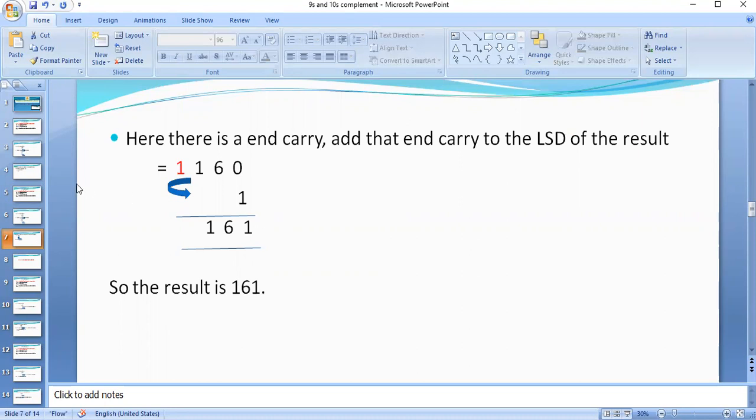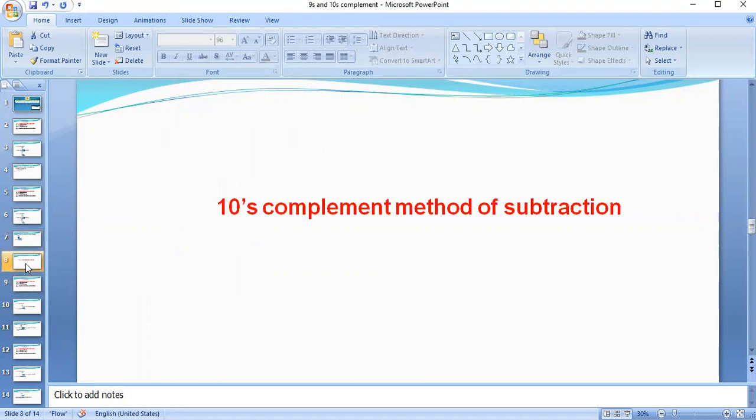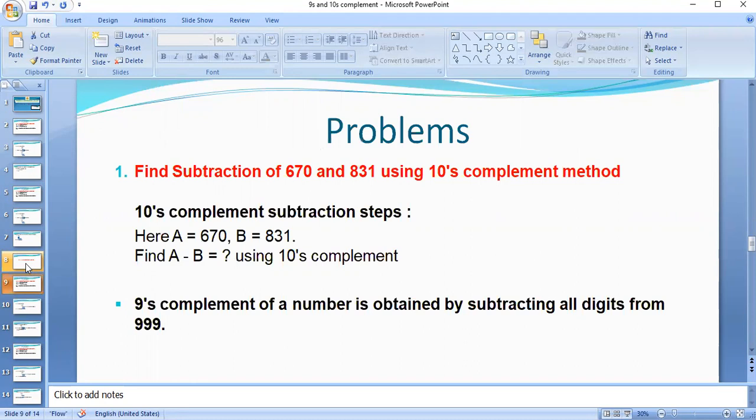And next, how can we perform the subtraction using the 10's complement method? First, we have to find the 10's complement of the subtrahend. In the first step, we find the 9's complement and then add 1 to the LSD. You will get the 10's complement result.